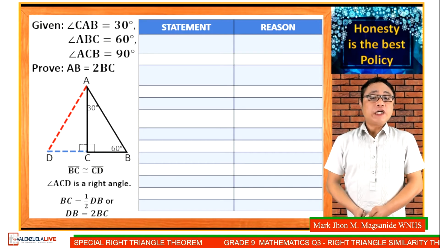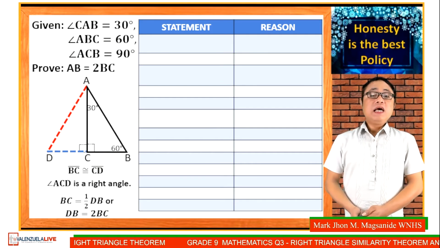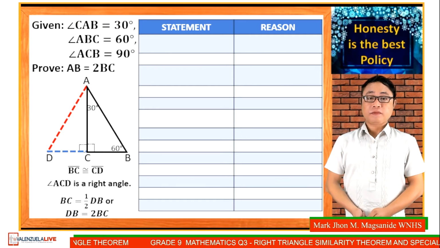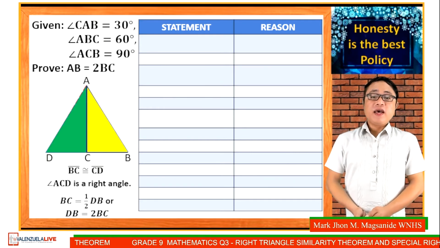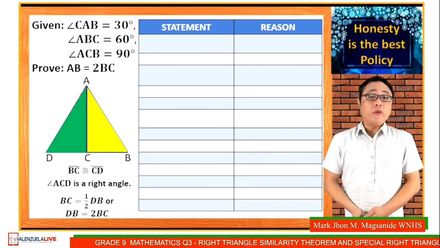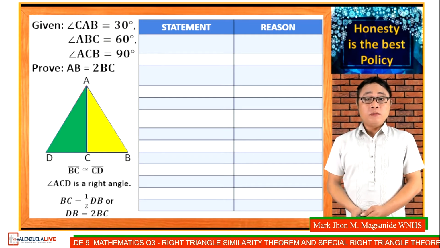We have a larger triangle here, the triangle ADB. Triangle ADB contains two triangles, triangle ACB and triangle ACD. Now, we are done with doing the construction. Let us proceed to the two columns proof.